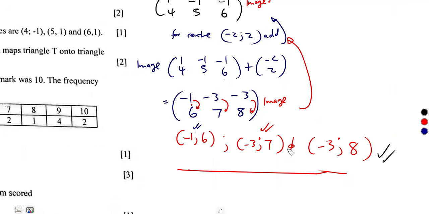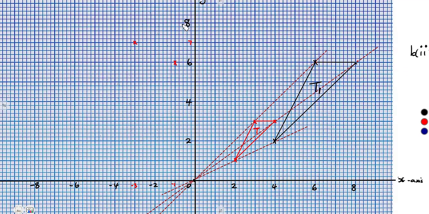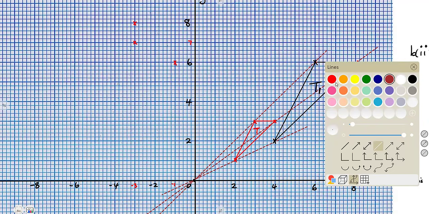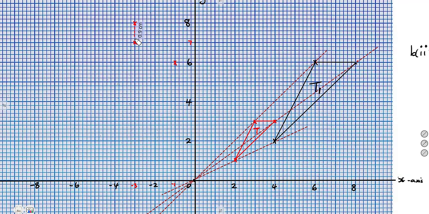And another one is what? Negative 3 versus 8. Negative 3 versus 8 here on top. So you're going to mark that point. So that is it. You join the points, forming what? The triangle. That is simply join the points. So that was it. You simply consider joining these points using what?